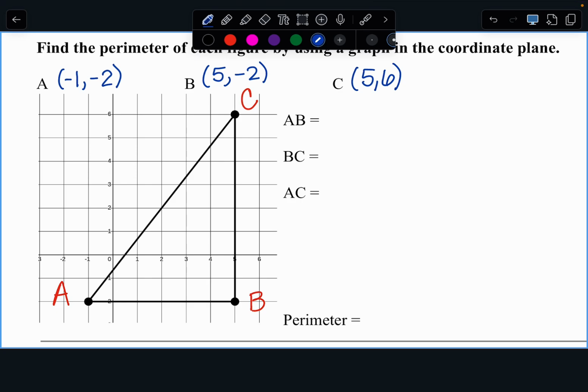So it's pretty easy to find the length of the segment if it's a horizontal or vertical line. So the distance from A to B, you can just count 1, 2, 3, 4, 5, 6. A to B is 6 units long. B to C, 1, 2, 3, 4, 5, 6, 7, 8 units long.